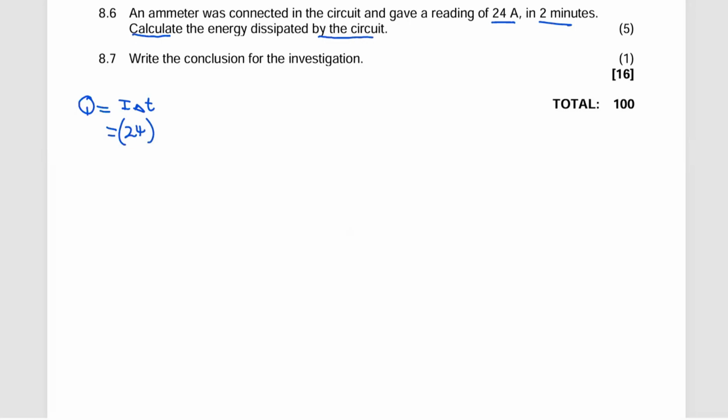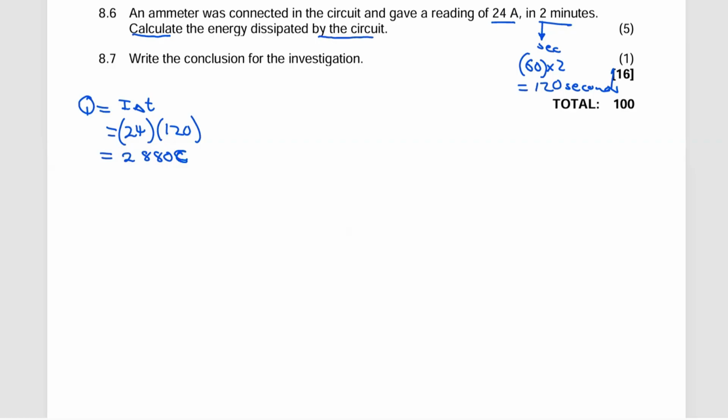We're given time in minutes, so I have to convert this to seconds. We know every minute is made out of 60 seconds, multiplied by 2, so I'm going to get a total of 120 seconds. So this time here I'm going to make use of it: 24 multiplied by 120, and according to my calculator I'm getting a value of 2880. Then coulombs. Remember, your charge should be in coulombs.